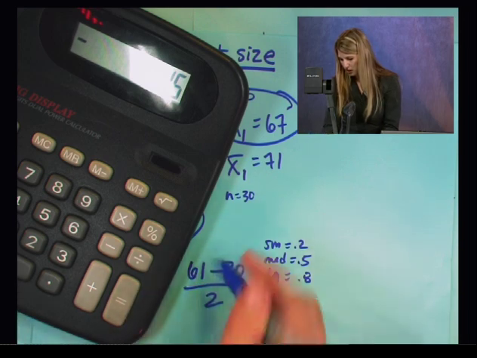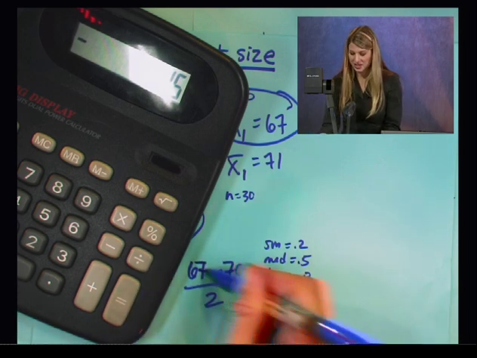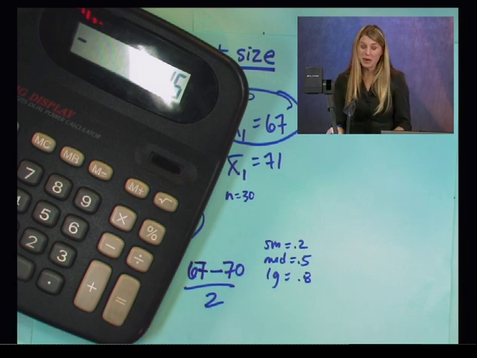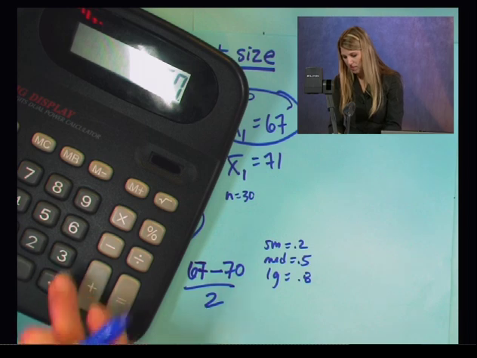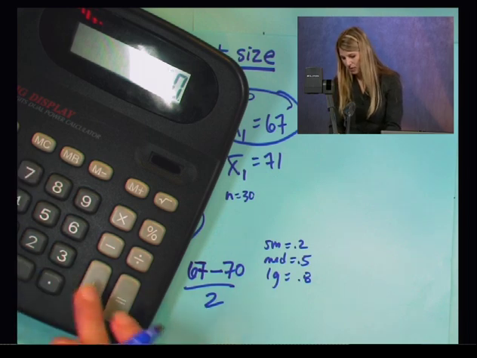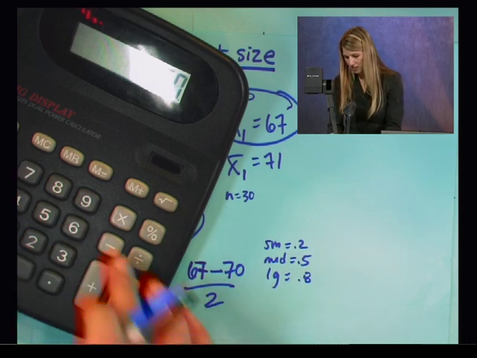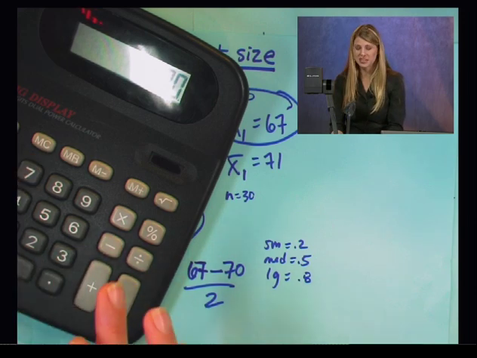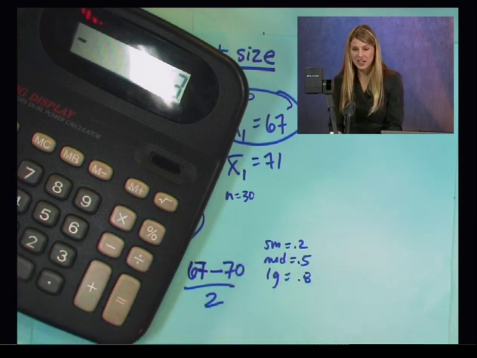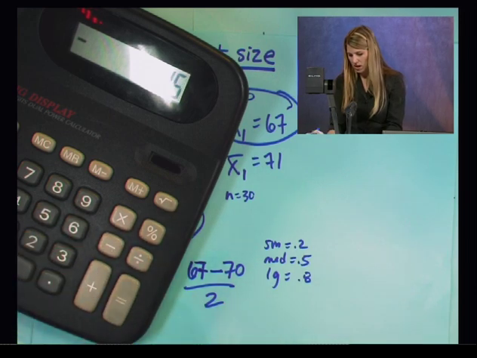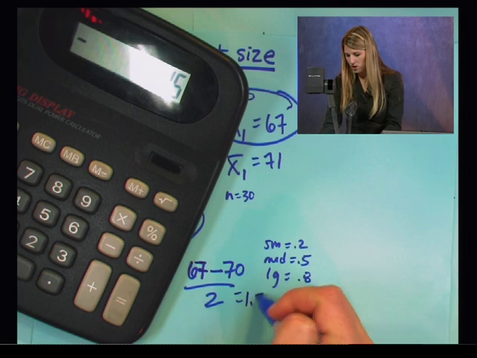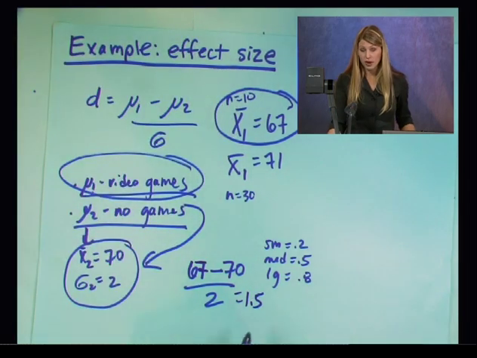Oh, sorry, 61. Made a mistake. Glad you're paying attention. You caught me there. Let me know if I make any others. So wrong calculations. 67 minus 70. We'll get it one of these times. Equals negative 3. Divide by the standard deviation. Equals 1.5. So Cohen's d here is 1.5.